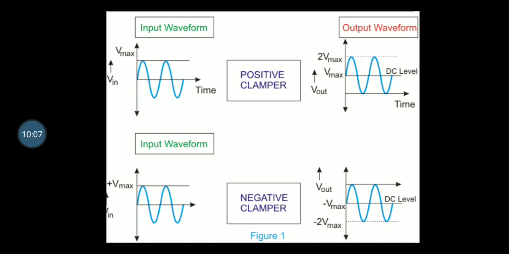Hence, this is the output diagram of the positive clamper and the negative clamper. Here, applying Vin, we get the output with the maximum voltage at the positive level. Here, look, that is 2 Vmax. Here, applying clamping, we get the maximum voltage at the negative level for the negative clamper. So this is the difference between the positive and the negative clamper.